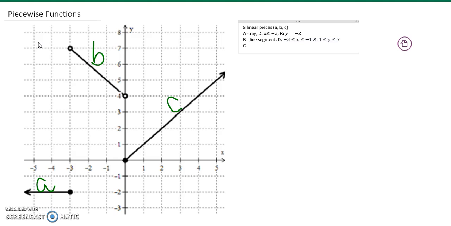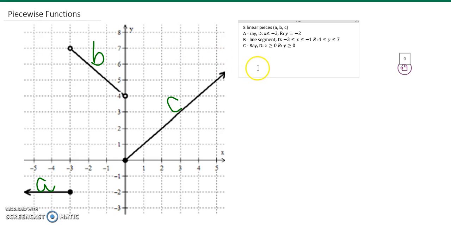Our ray at C and the domain can be written as x greater than or equal to 0, and our range can be written as y also greater than or equal to 0.